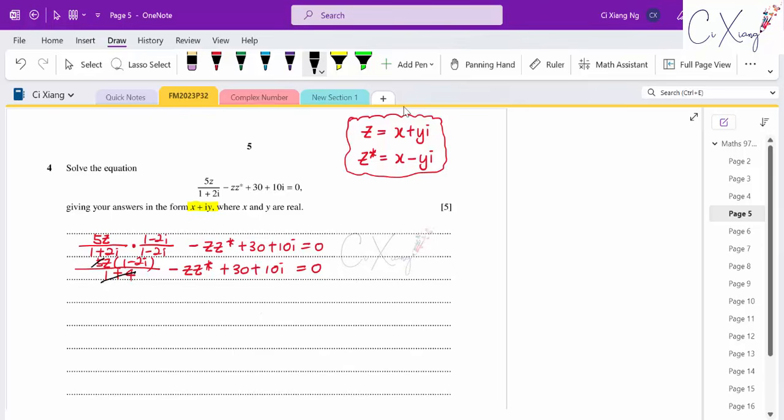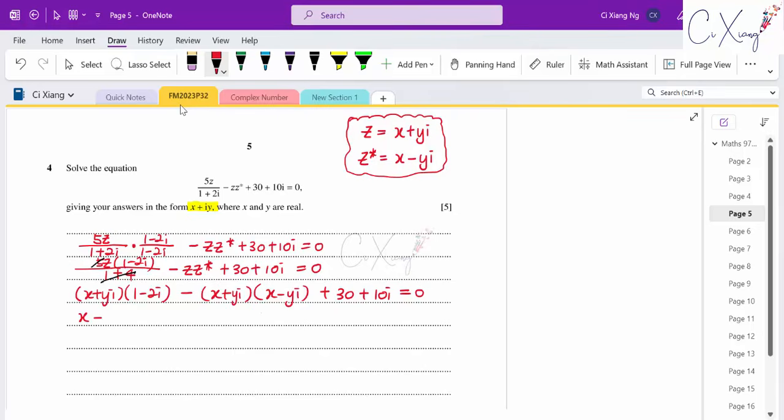So to solve this equation, I will substitute z equals x plus yi and z conjugate equals x minus yi into the equation and solve it further. So z is x plus yi, times 1 minus 2i, then z and z conjugate is this one, plus 30 plus 10i equals 0. And now we want to expand everything here.